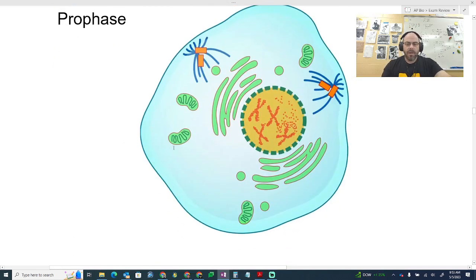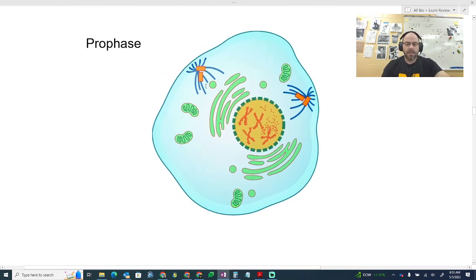Okay, prophase. Let's talk about prophase. A couple things are going on during prophase. The DNA is going to begin to condense to form chromosomes. The chromatin is what the DNA is called beforehand. It's just like the DNA is wrapped up on these little proteins called histones. Well, during prophase, those histones are going to begin to condense and form chromosomes.